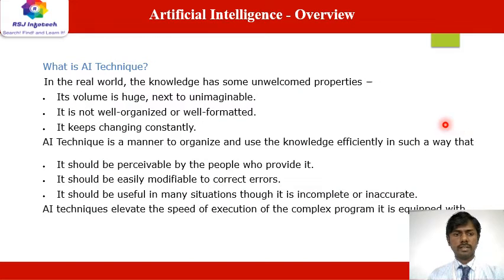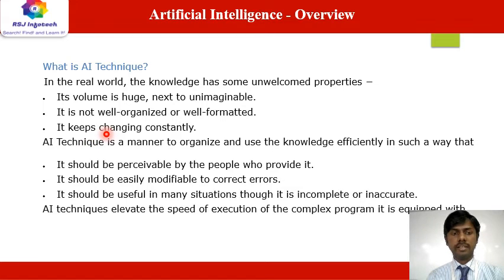Let's see the next slide. So what are artificial intelligence techniques? In the real world, knowledge has certain properties. That means how we can manage a huge volume of data and how we are going to evaluate it. Its volume is huge, and it is unimaginable to manage that. And if it is not well organized or well formatted, we cannot identify what kind of object or format it is unless we are labeling it, and it keeps changing constantly.